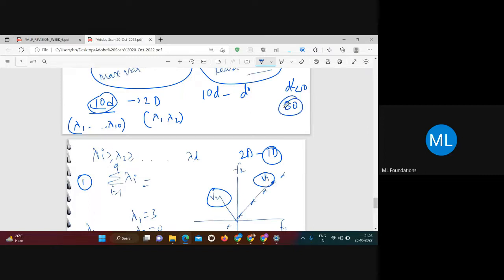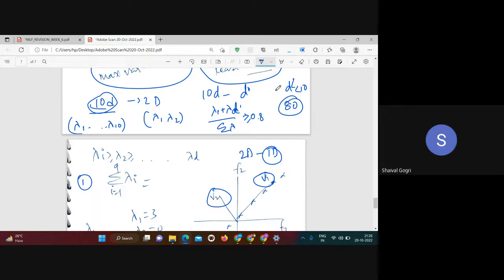So what you'll ask the algorithm is: the summation of lambda 1 plus up to lambda d dash, upon the summation of all the lambdas, should be greater than or equal to 0.8. You want to preserve 80% of the information, but you also want to reduce the dimension. Did you get the point?